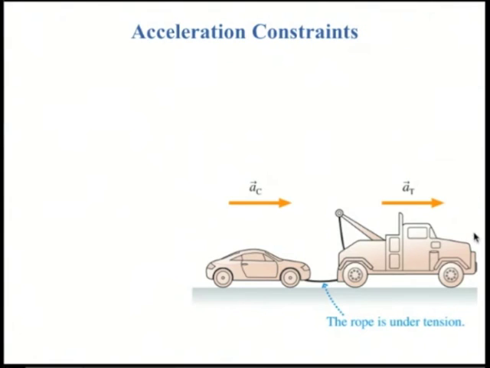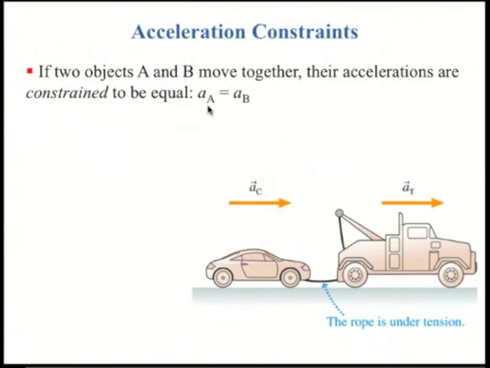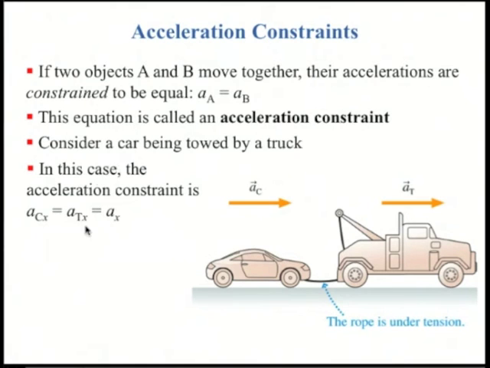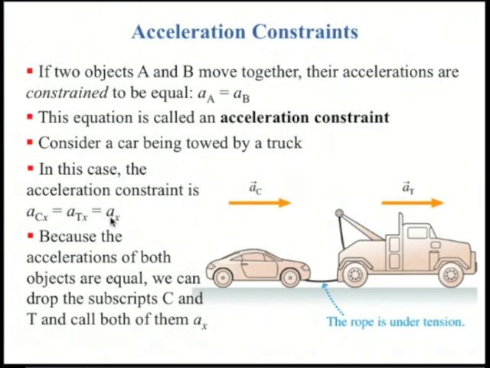Okay, acceleration constraints. Oftentimes you have two objects that are connected somehow, like this tow truck connected to the car, and they move together. So if the tow truck goes forward 1 meter, the car also goes forward 1 meter in the same amount of time. This means they have the same displacement, also the same velocity, and also the same acceleration. And so the acceleration constraint here is that they have equal accelerations. So if we say a sub c is the acceleration of the car, a sub t is the acceleration of the truck, we can say that they're equal, and we can drop the subscripts and just call that a.